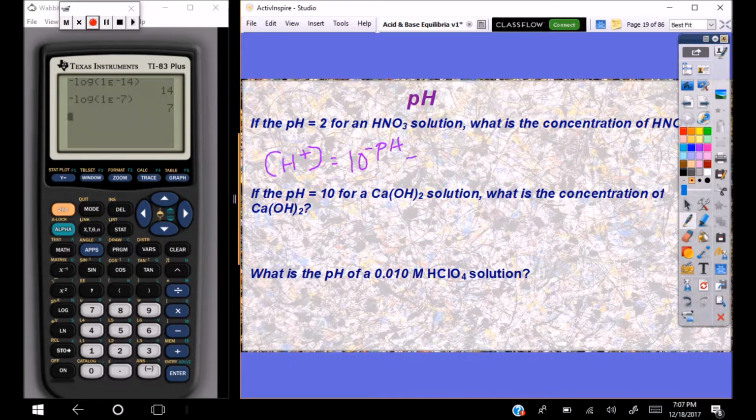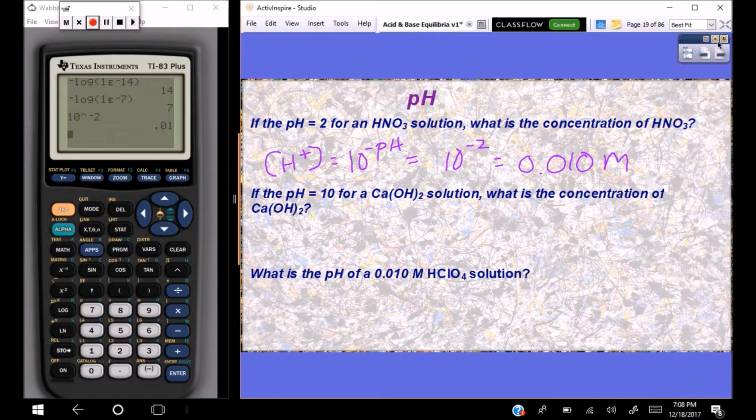I'll plug in my pH, and I get 10 to the negative 2, which is 0.010 molar. Now, we've got to be careful here because the question asks, what is the concentration of the nitric acid? So the entire thing. This is just the concentration of H plus in our solution. So we need to always go back and check our formula and see what the mole ratio is. Thankfully, the mole ratio of H plus to nitrate is 1:1. So this would be our correct answer.